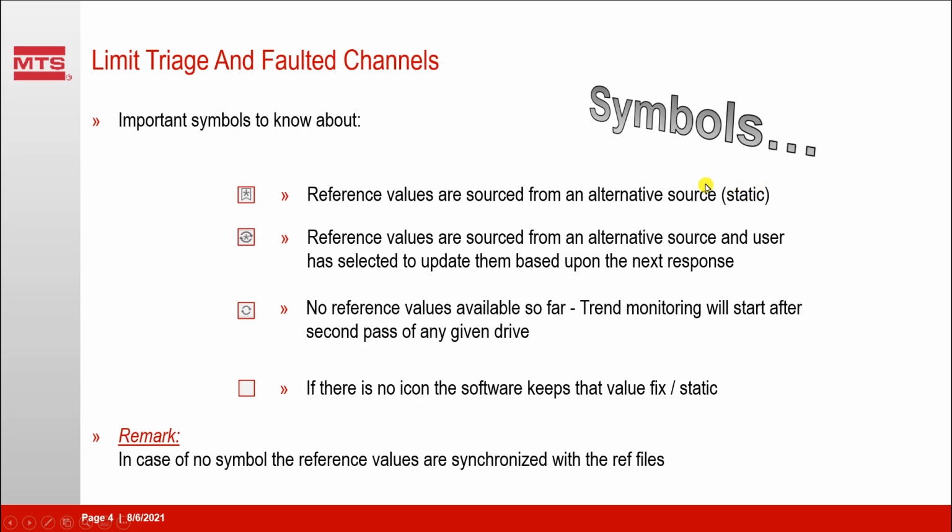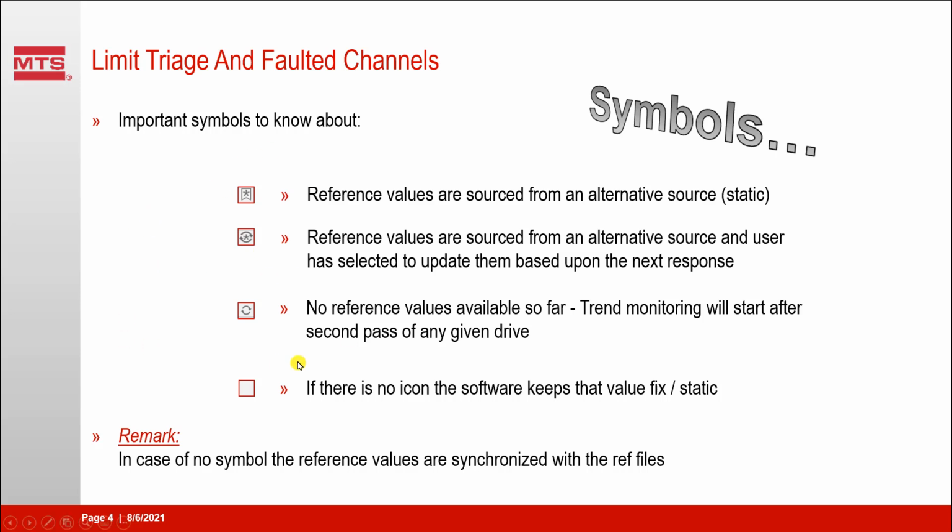There are important symbols to know about when you decide to use this populate functionality. You will see static values. That means that this symbol and the symbol without any icon in it will be static symbols. This one, for example, means that the reference values are sourced from an alternative source, so they don't change anymore, they are fixed. And the last one, if there's no icon in the software, it will keep the fixed or the static value. The other symbols will show that the values which you currently have will change based on the next run or on the next response which will be there.